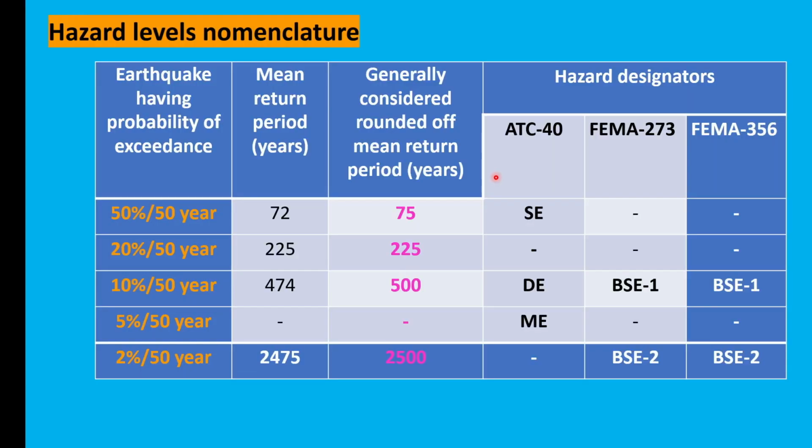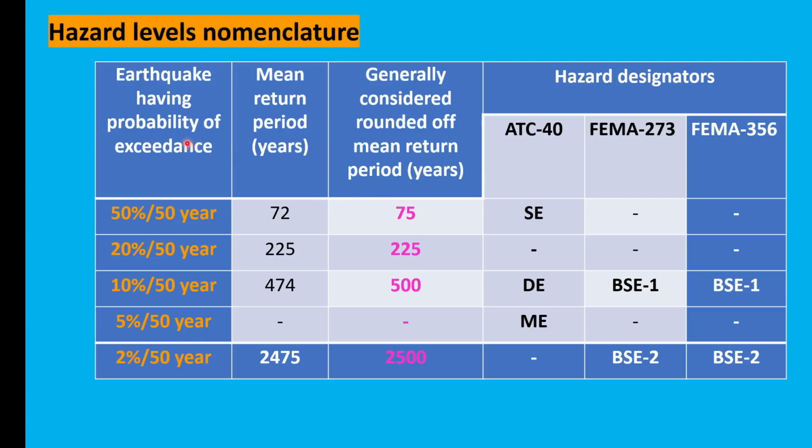Now in the beginning, first slide we have said PBSD means designing for desired targets, target design criteria and under specified hazard level. So unless we define the hazard level, the things will not be clear. That's why I have taken up the nomenclature for hazard levels.